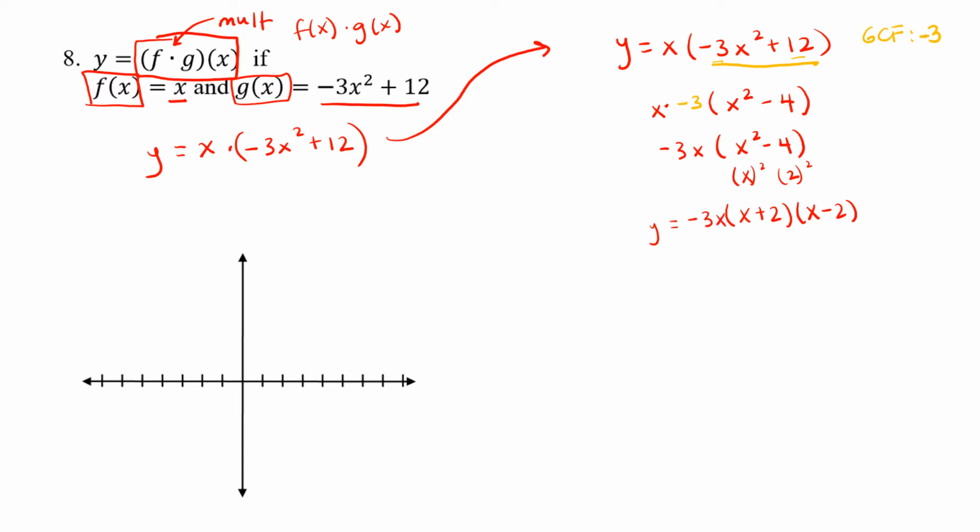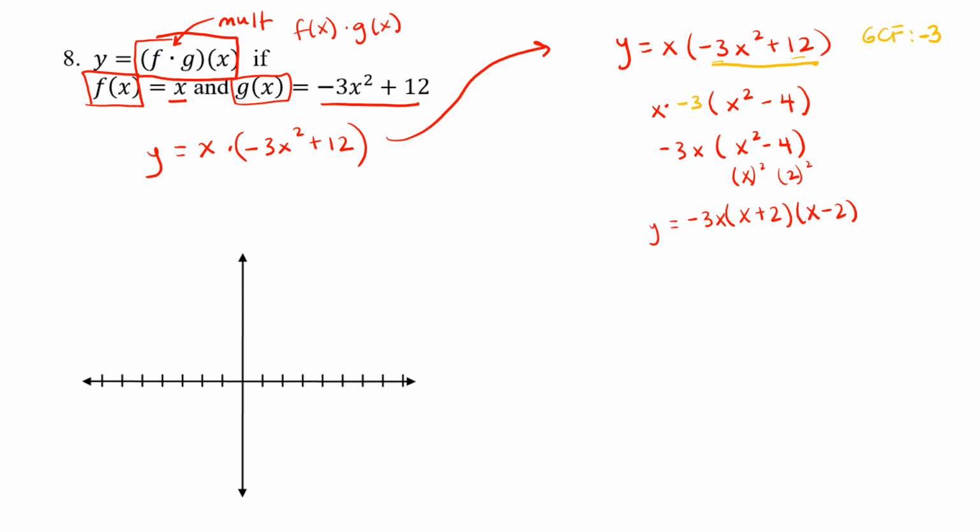That is completely factored. It's from that form right there that we can move on. Now we have this completely factored form, and we're actually supposed to graph it. So we set this up, and now we have our opportunity to graph it. So let's start with our end behaviors.